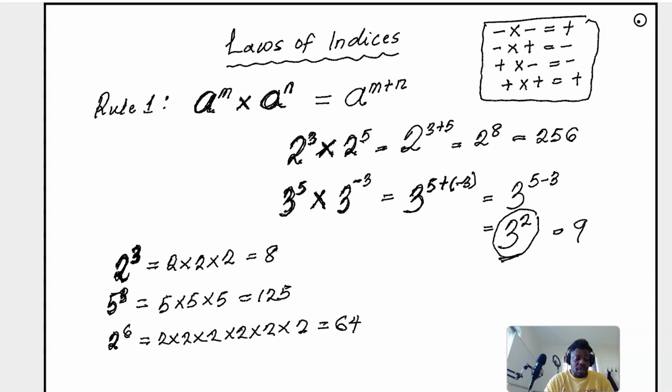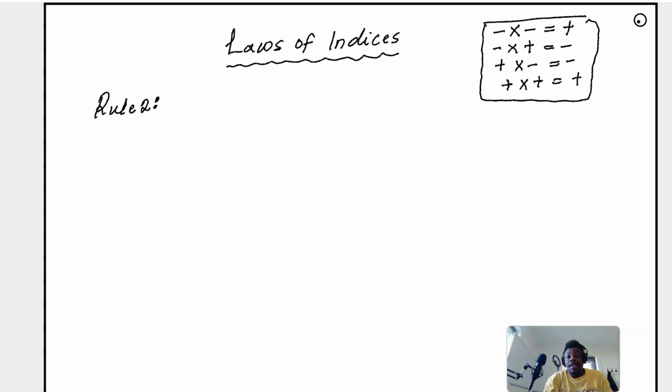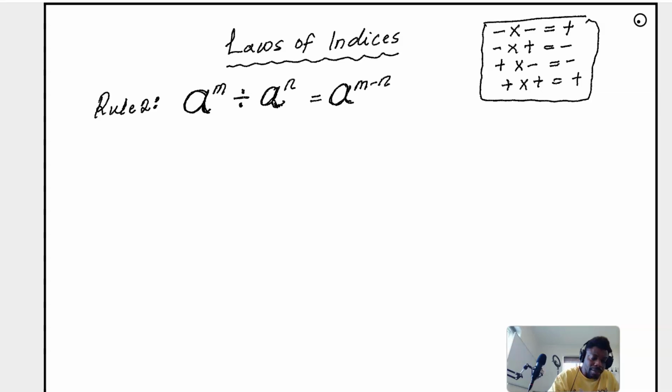Now, let's take the second rule of indices. A raised power m divided by a raised power n. The difference between this rule and the first one is that this is division. The first rule was talking about multiplication, but here you have division. So the rule says that if you have the same base a and you are dividing, then you subtract the powers. You write one of the base and you say m minus n.